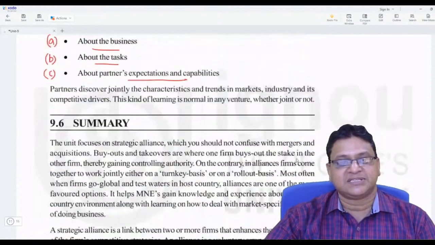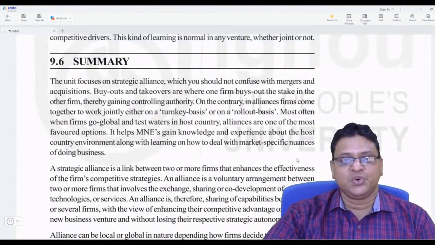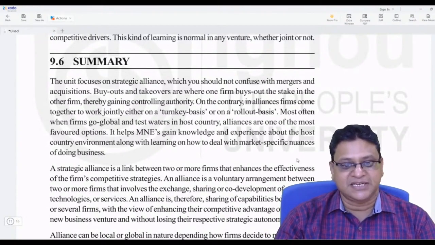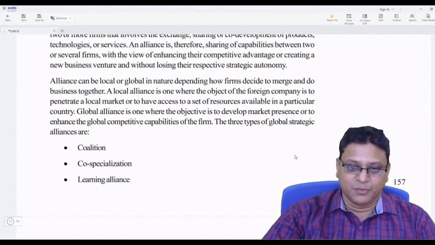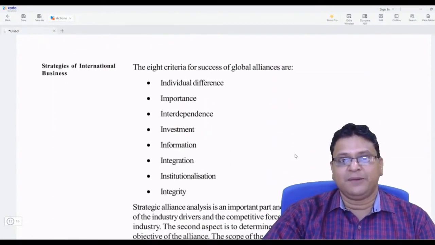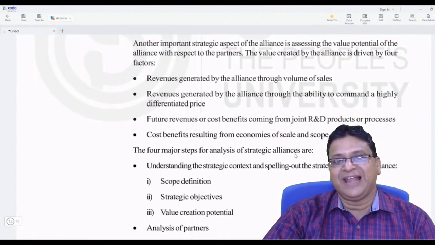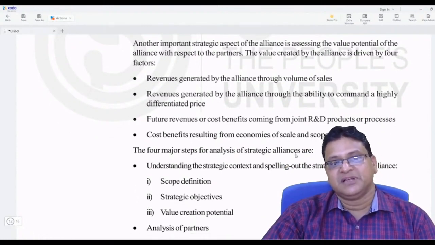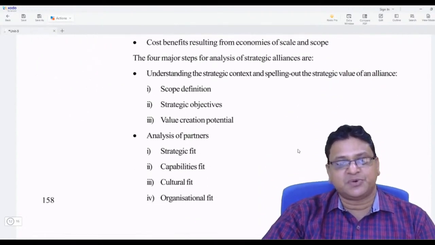So in today's class, we have discussed strategic alliance, the benefits of strategic alliance, what is global alliance, what is local alliance, global alliance types, coalition, co-specialization, and learning alliance. We have discussed different types of alliance and the different value created by an alliance. Value created is of two types: value created for partners and value distributed to partners.